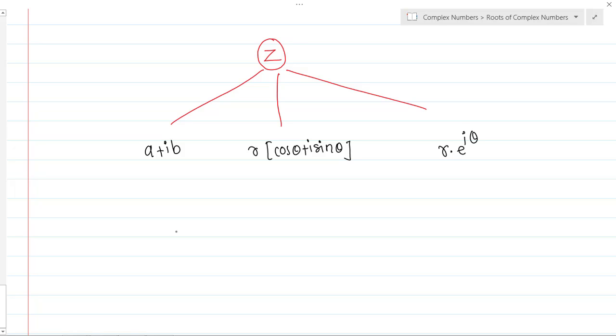Is it okay? This is the standard form. This is the polar form. And this is the exponential form. So any given complex number can be represented in these 3 forms.